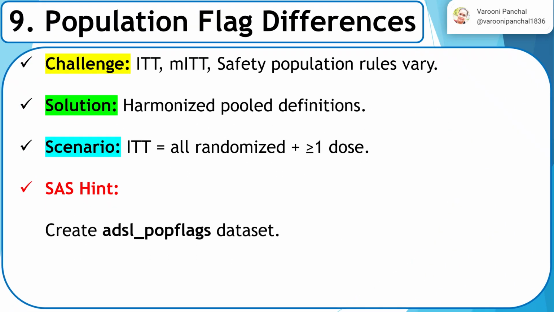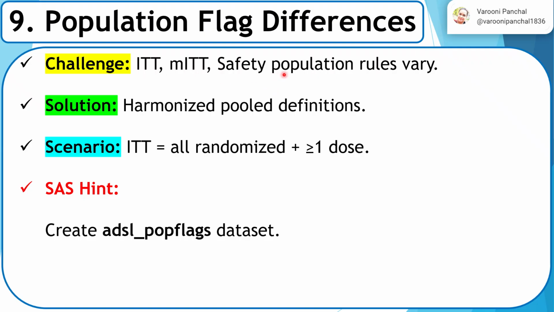Number 9, population flag differences. Now the challenge here is that ITT, MITT, which is modified intent to treat population, and safety population rules vary, right? So say in some studies they have used ITT, in some studies they have used the safety population, and in some studies they have used MITT, and have not used ITT and safety.